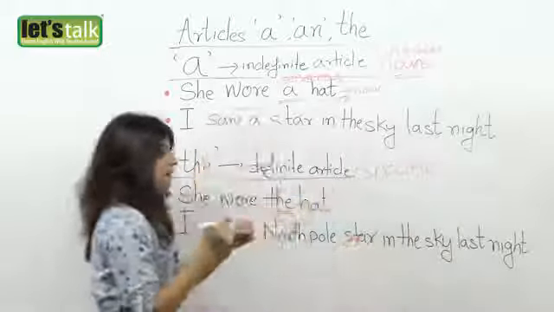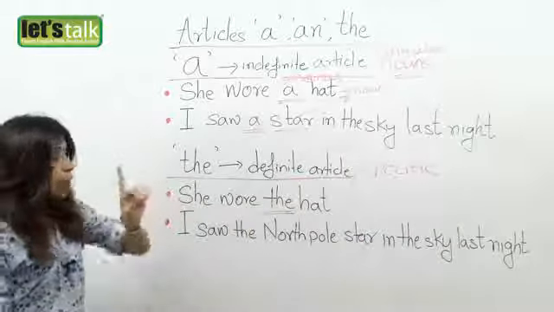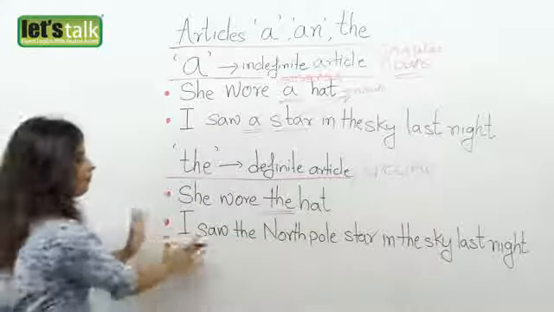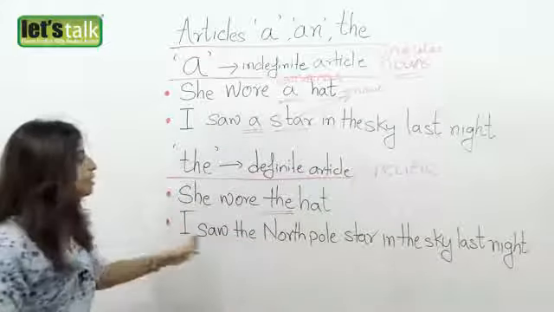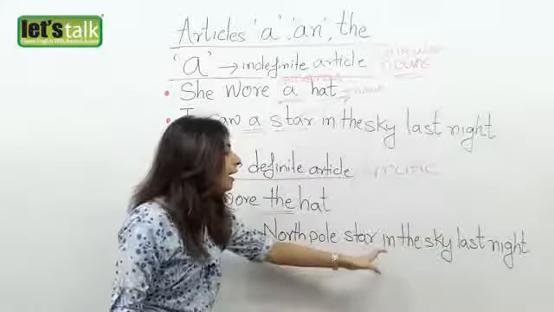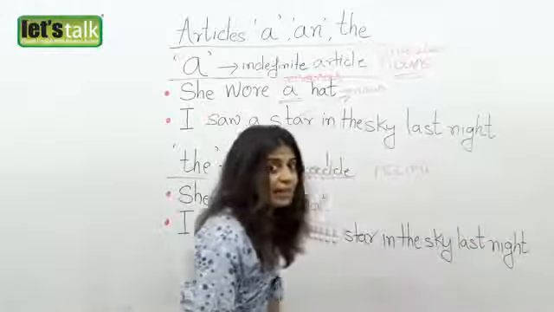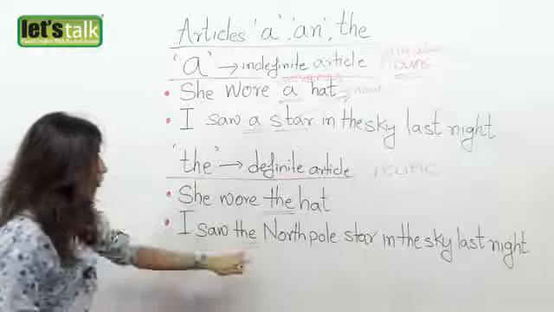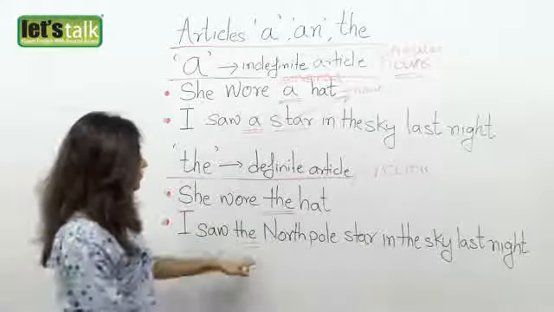All right, so please remember this. I would also like to mention something in this sentence. Let me first go through this sentence. I saw the North Pole star in the sky last night. Now, here, the is your article, your definite article.